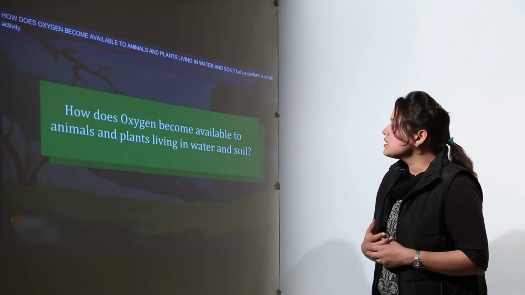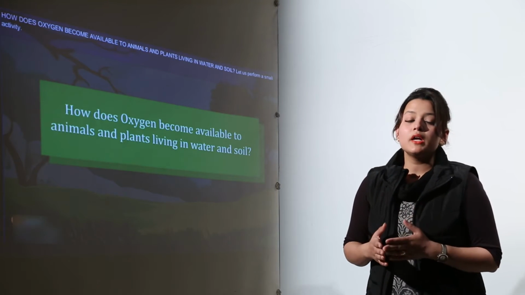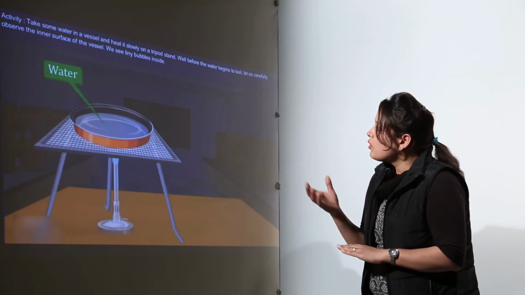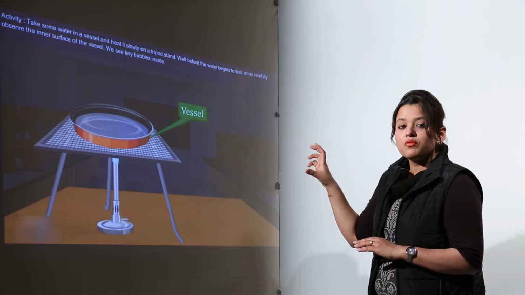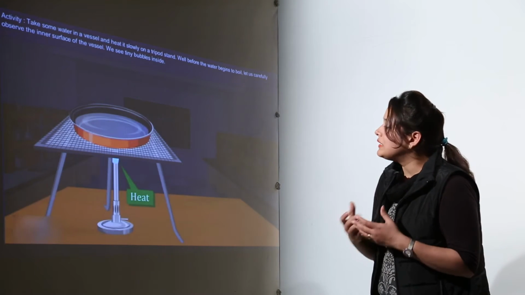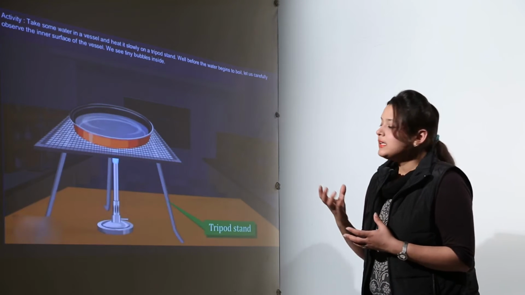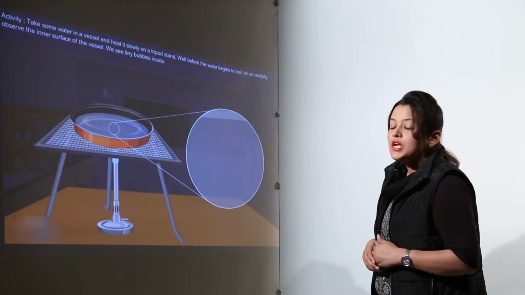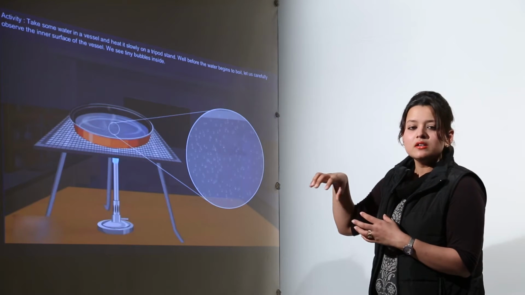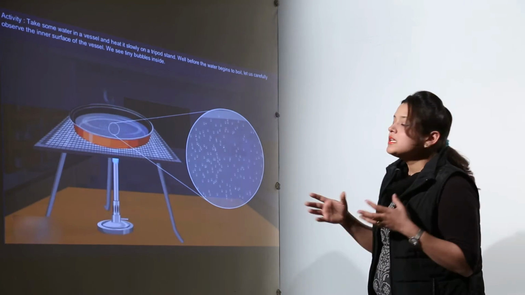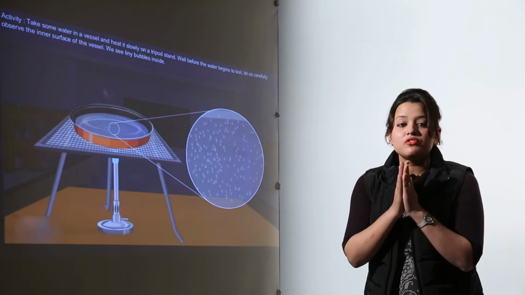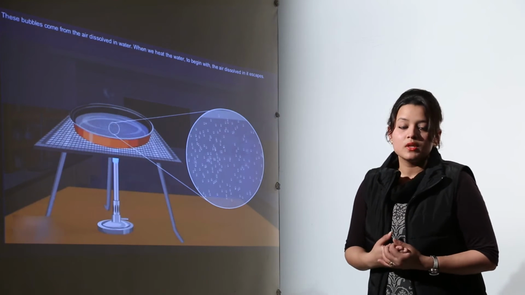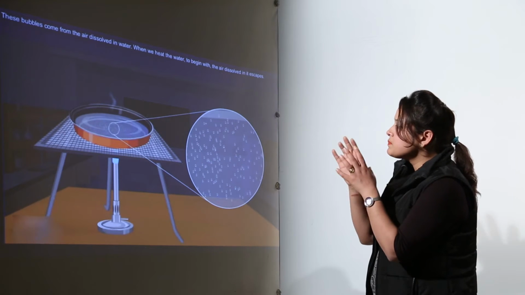Now we will look at the oxygen availability to animals and plants that live in the water. We will do that with the help of an activity. Here we have taken water in this vessel and we are heating it on a tripod stand. On heating, before the water comes to boil, you would find some bubbles on the inner side of the vessel like this. These bubbles represent that air is always present in the water, in dissolved form.